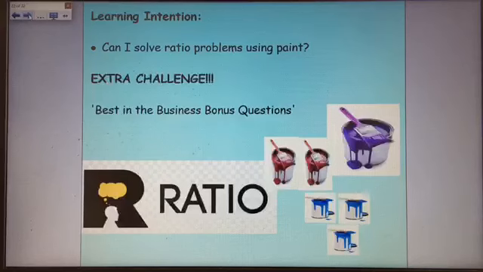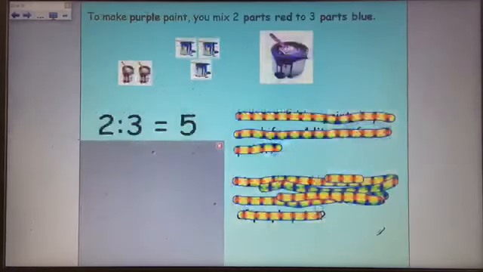Okay, so here we go then with today's learning intention: can I solve ratio problems using paint? And of course there is a best in the business bonus questions to finish. Okay, so let's have a look at what it says at the top. It says to make purple paint you need to mix 2 parts red with 3 parts blue.